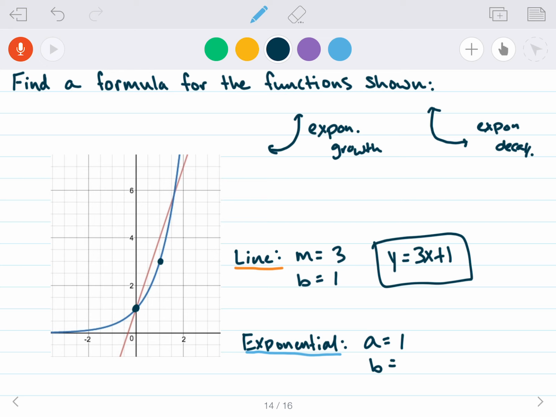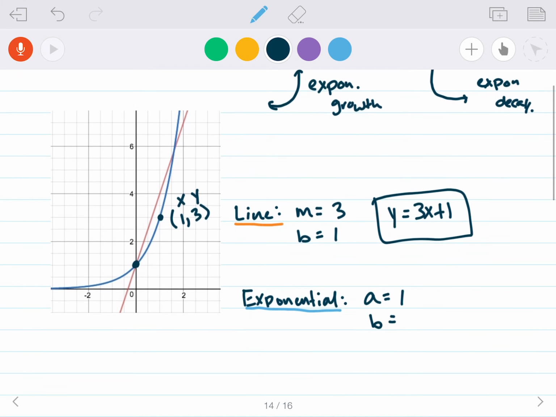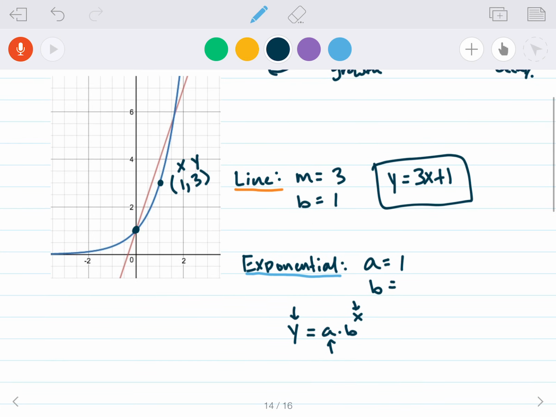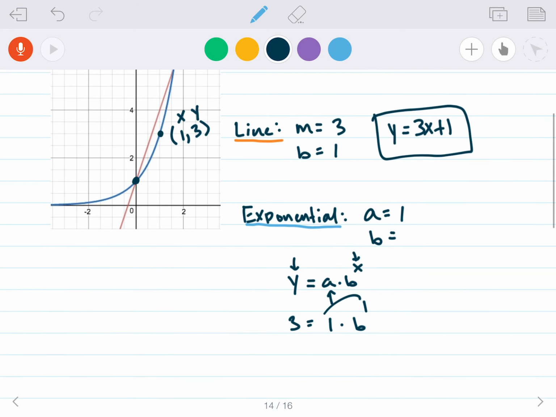So let's see, this guy looks like a good point. So this point on the exponential curve is 1, 3. So x is 1, y is 3. And I can use that in my basic formula, y equals a times b to the x. I can just plug in y, a, and x and get out a b. So my y is 3, my a is 1, we're not sure what b is yet, but x is 1. So this is kind of nice on the right side. That's just 1 times b, which is b. So b equals 3. So that is our answer there.